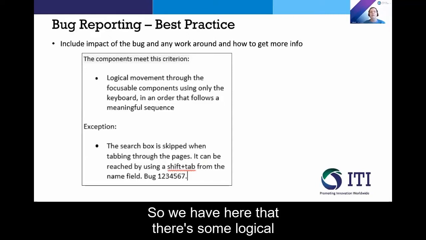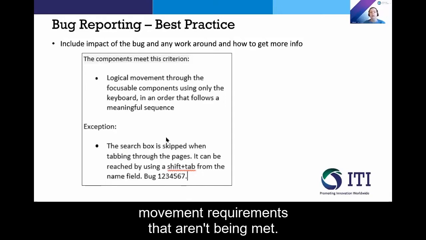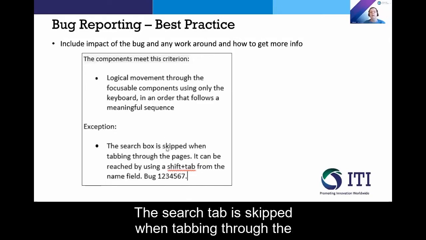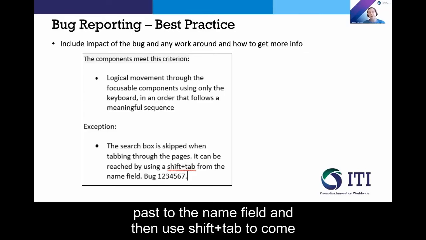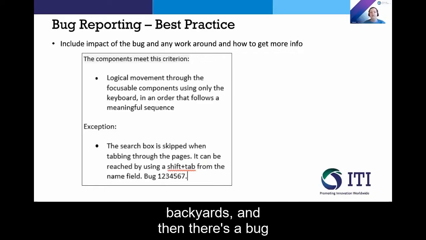So we have here that there's some logical movement requirements that aren't being met. The search tab is skipped when tabbing through the pages, but you can get there if you go one field past to the name field and then use Shift tab to come backwards. And then there's a bug that identifies that information.